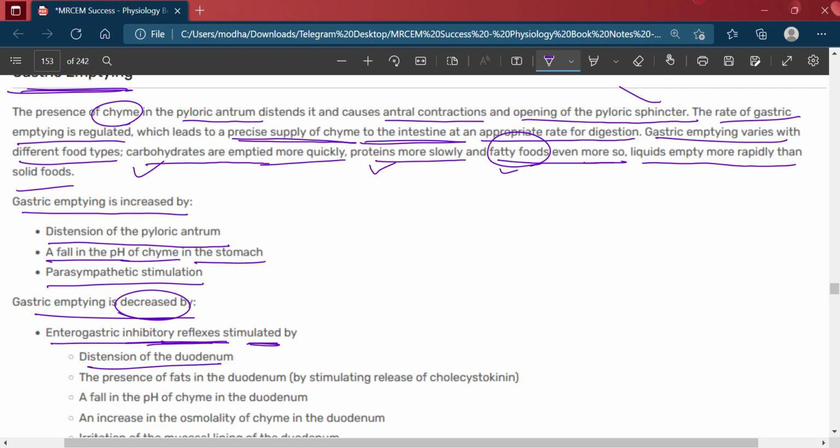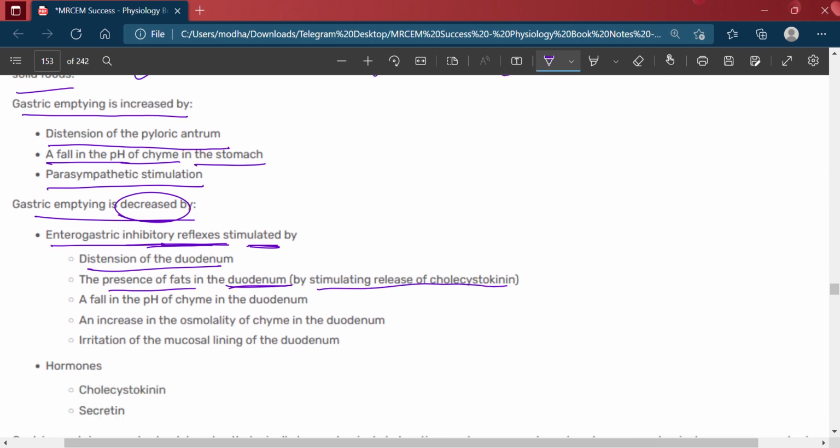The presence of fat in the duodenum, by stimulating release of cholecystokinin. A fall in the pH of chyme in the duodenum, and an increase in osmolality of the chyme in the duodenum. Then irritation of the mucosal lining of the duodenum, and distension of the duodenum.